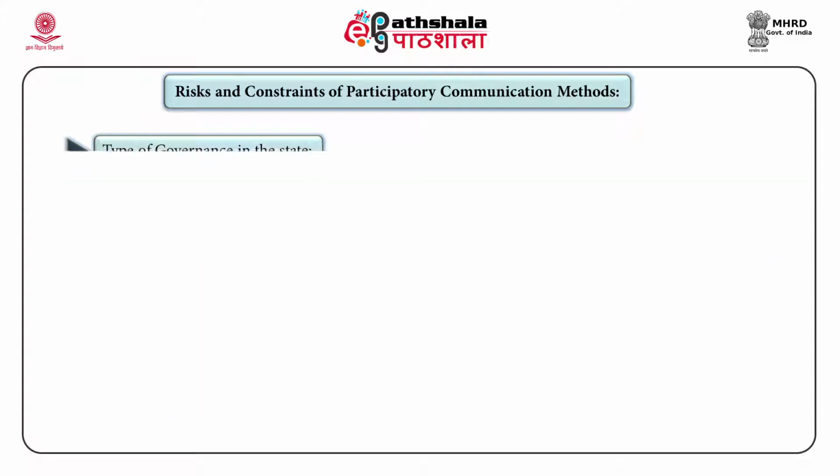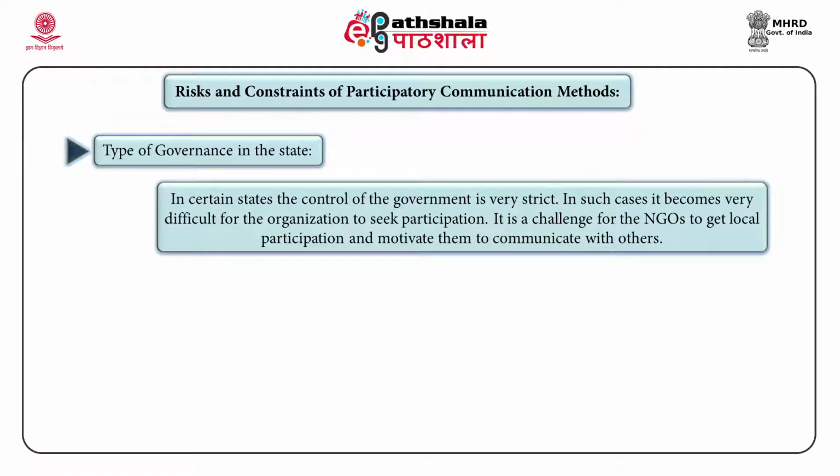The third risk involved is the type of governance in the state. In certain states, the control of the government is very strict. In such cases, it becomes very difficult for the organization to seek participation. It is a challenge for the NGOs to get local participation and motivate them to communicate with others. Therefore, the type of governance in the states also is a great challenge to be dealt with.